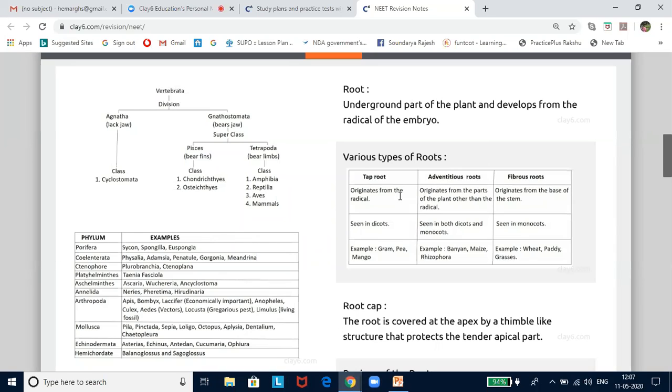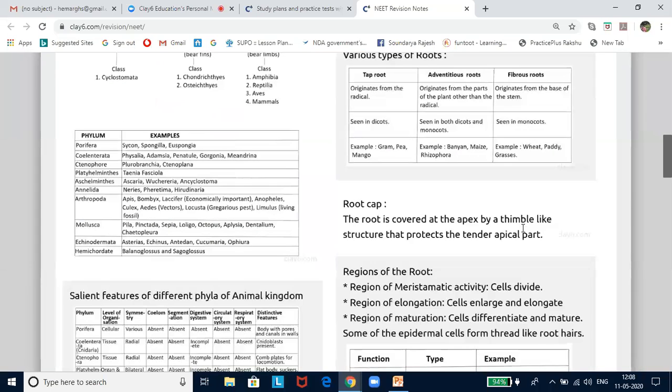It bears lateral roots of several orders called secondary roots and tertiary roots. The primary root with its branches forms the taproot system, and this is seen in dicots. In monocots, you see the fibrous root system, and these roots originate from the base of the stem, and these are called surface feeders. Now, adventitious roots originate from parts of the plant other than the radicle. They are seen both in dicots and in monocots.